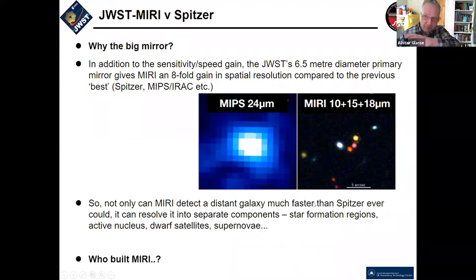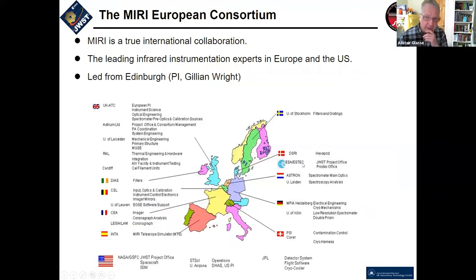Okay, I've got a bit of a sidetrack, but who built MIRI? And this is one of the most important messages to get out for me, really. MIRI, a true international collaboration. I can't remember the numbers, but it's of the order of 20 institutes in 12 or so different nations around Europe and the US.